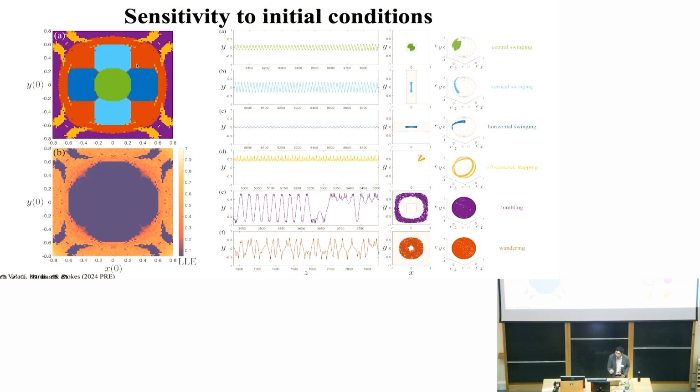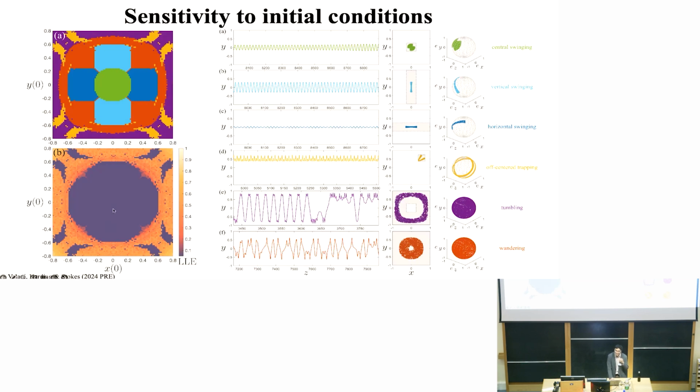Now, the bottom plot there is important and a bit more interesting. What you are seeing in the bottom plot is a measure called the largest Lyapunov exponent. It's a measure of chaos in the system. So wherever you see a violet region, the motion is regular, periodic, or quasi-periodic. And wherever you see these orangish regions, that's where the motion is chaotic.